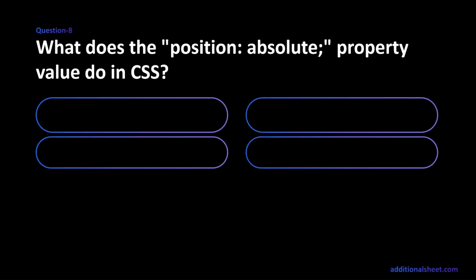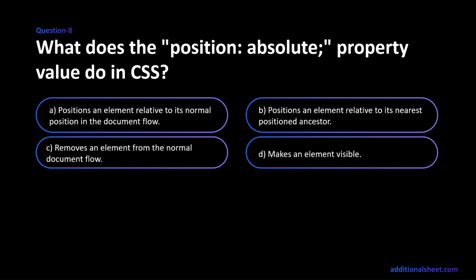Q8. What does the position absolute property value do in CSS? Options are A. Positions an element relative to its normal position in the document flow, B. Positions an element relative to its nearest positioned ancestor, C. Removes an element from the normal document flow, D. Makes an element visible.